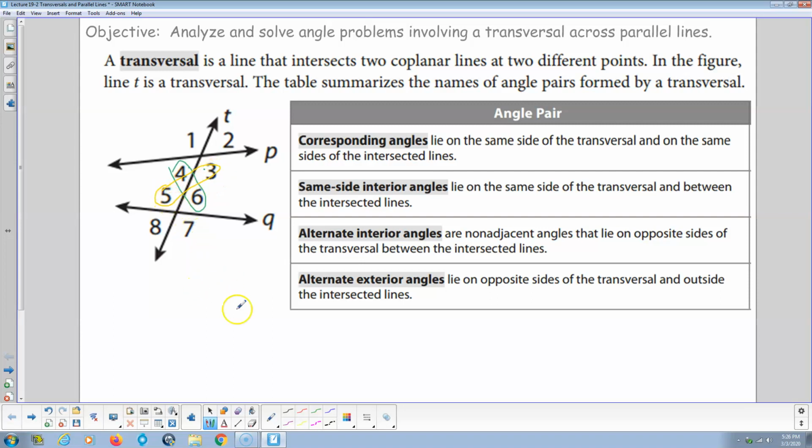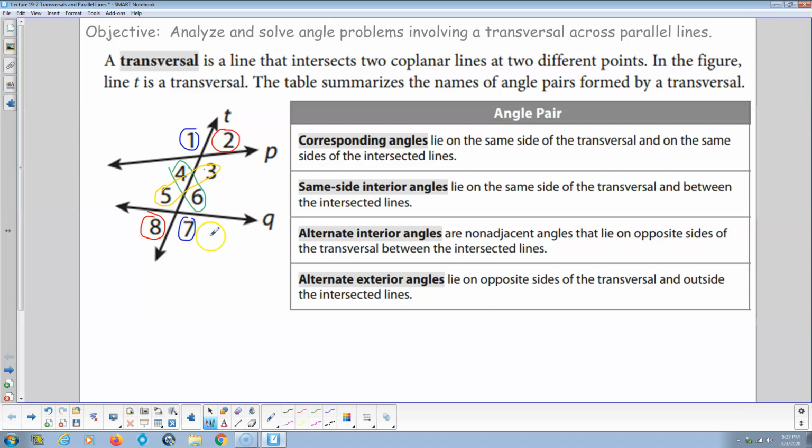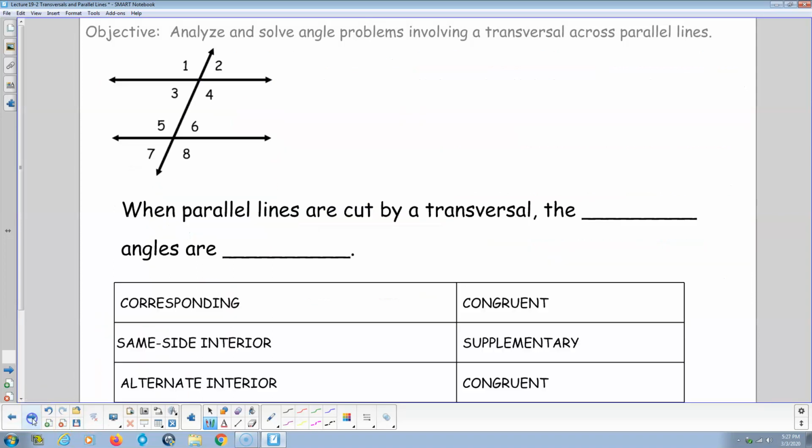the transversal. And then alternate exterior angles. Well, hey, 8 is on the left side of the transversal. It's an exterior angle. And 2 is on the other side of the transversal up here. Now, notice these guys can't be alternate exterior angles because they already have a relationship. They're a linear pair. So 8 and 2 are alternate exterior angles. Then 1 and 7 are also alternate exterior angles. So those are the names. You have to know these names. There's no way around that.